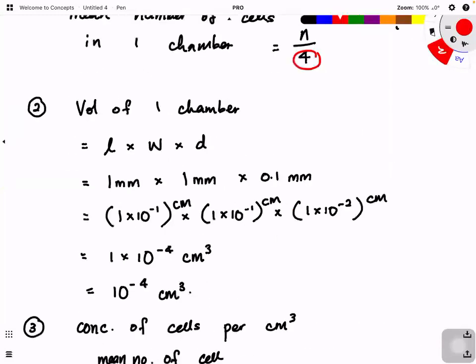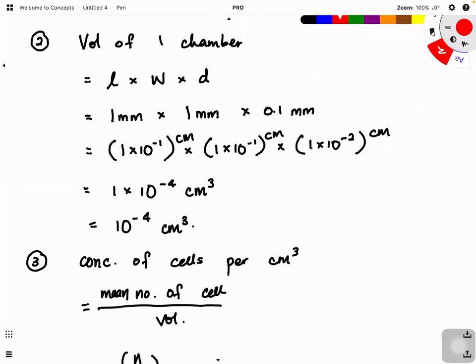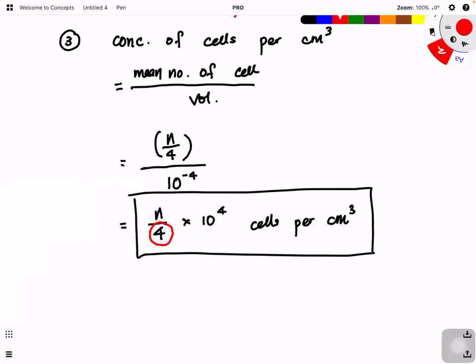Are you clear? Okay, then we can calculate the volume of one chamber, which is 10 to the power of -4. Again, this is just for today, because different hemocytometers and different areas you view have different units. So you need to follow the question. Sometimes questions tell you it's 0.2 mm, then you use 0.2 mm multiplied by 0.2 mm. So you have the mean number of cells per volume, then you can get how many cells per cm cube. Any questions, guys, so far for the calculations? Very simple.